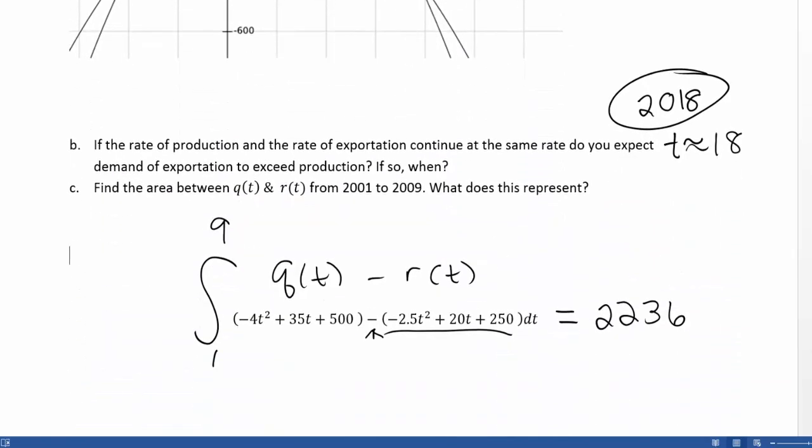So here, 2,236 million barrels. And that's how much the country had left after it exported some to the United States. That's how much they had in their reserves. So that's the meaning of that number in this context.